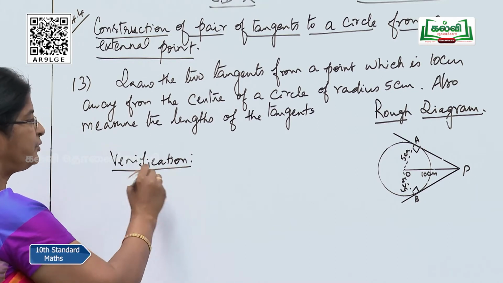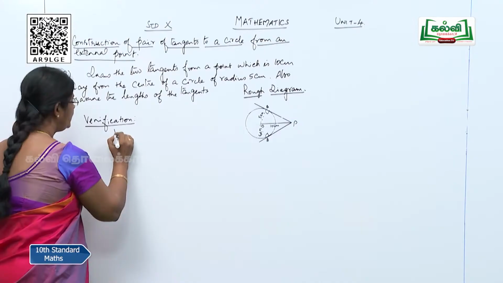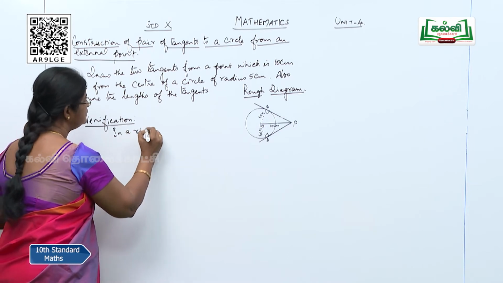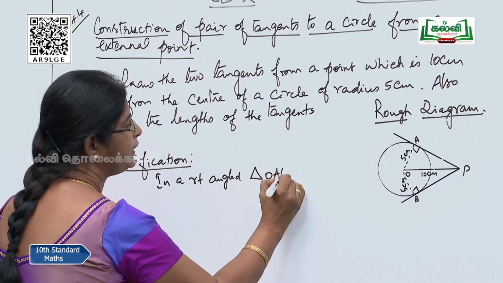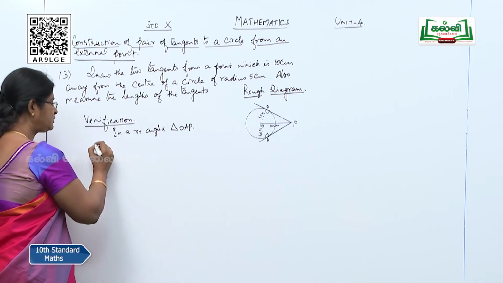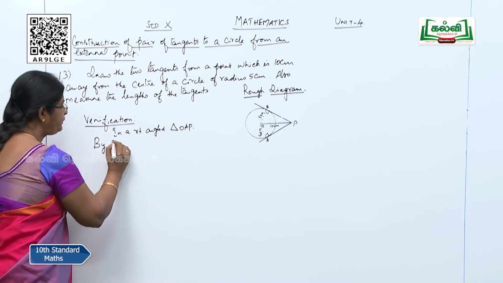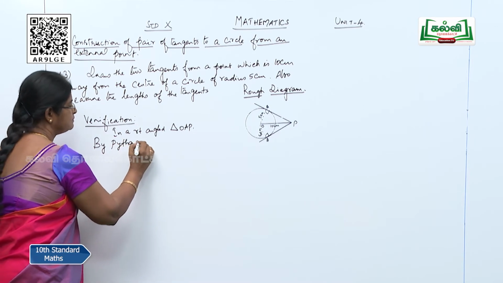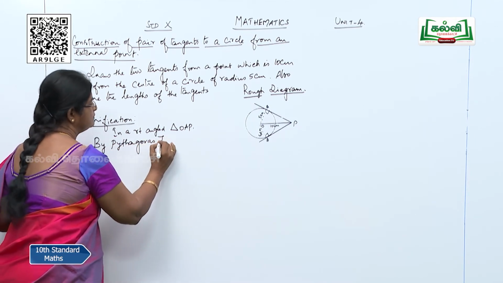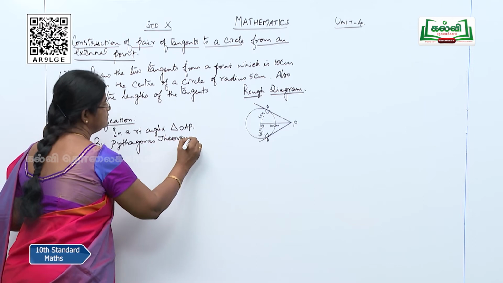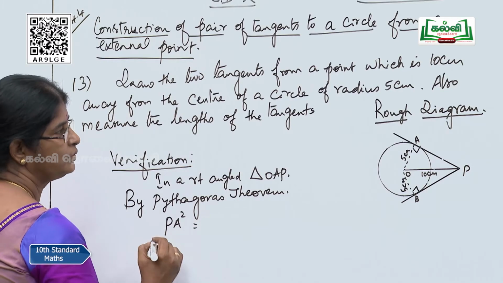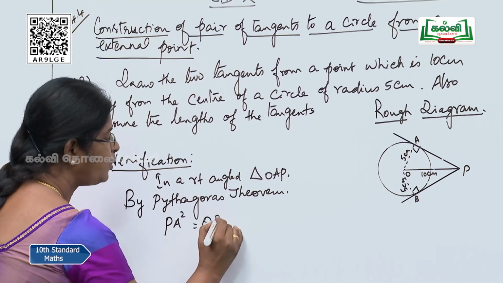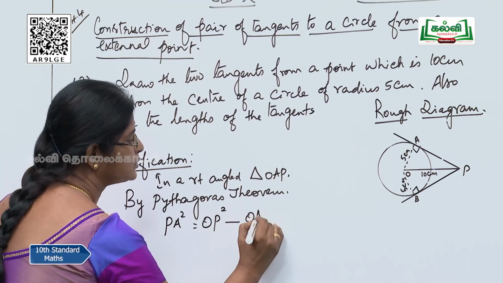After construction, you have to write verification. So in the right-angled triangle OAP, what theorem are we going to use? Pythagoras theorem. By Pythagoras theorem, what is it? PA square is equal to OP square minus OA square.